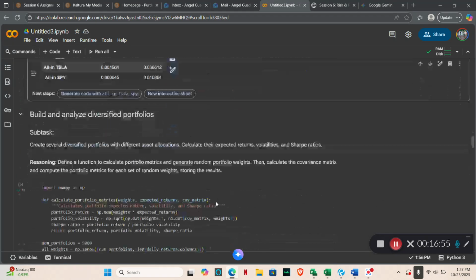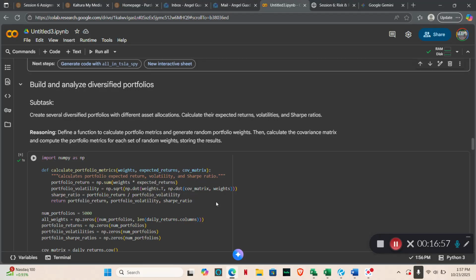So, build and analyze diverse portfolios. We must create several diverse portfolios with different asset allocations, and calculate expected returns, volatilities, and the Sharpe ratios.